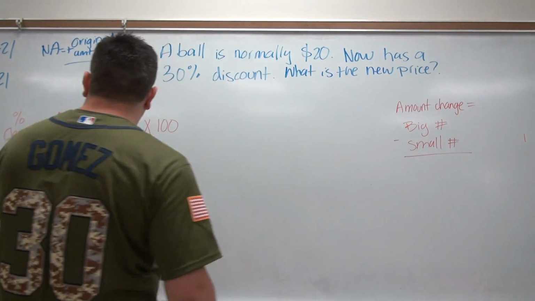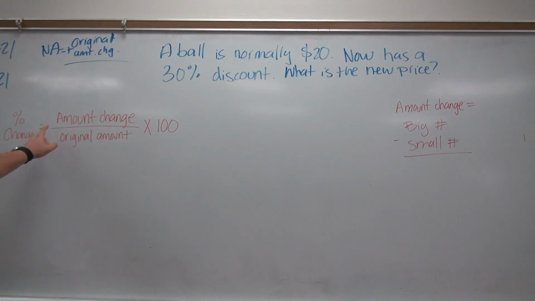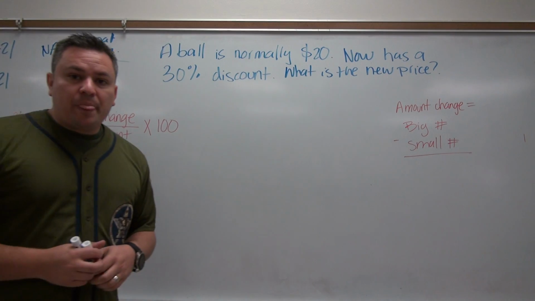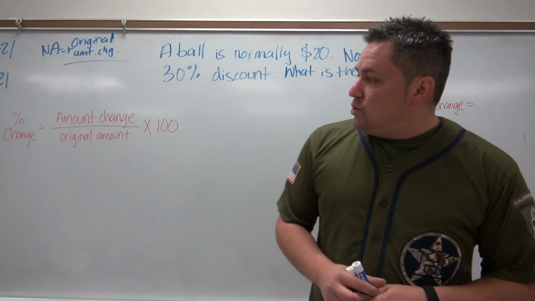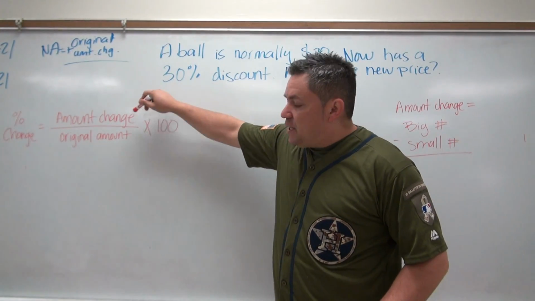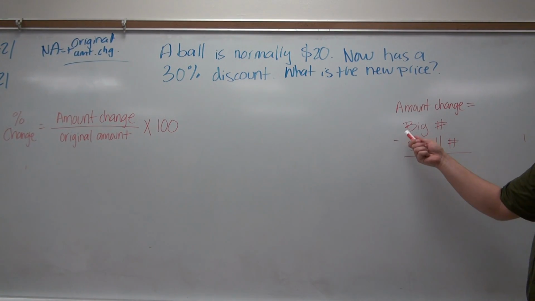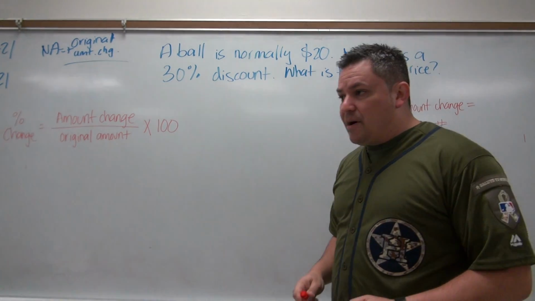We need to know the percent change formula. Percent change is the amount change divided by the original amount times 100. And the other thing that you gotta know is the amount change on this formula and how to find it. And that's very simple. To find the amount change, you just take the big number, subtract the small number, and that's gonna be the amount change.